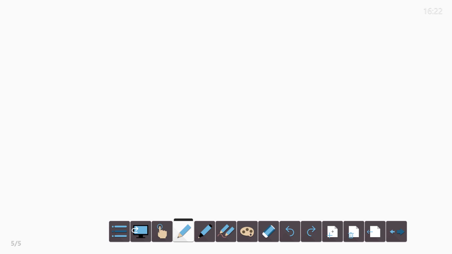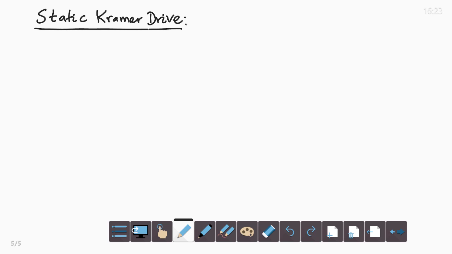Then we will discuss the other one, the static Kramer drive. Static Kramer drive is a constant power drive. Static Scherbius drive is a constant torque drive, and this is a constant power drive, the Kramer drive. So, this scheme is like this.